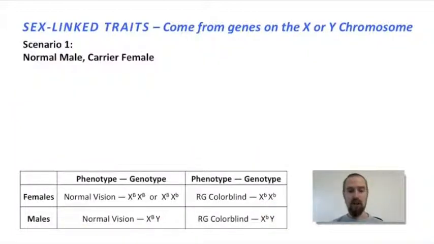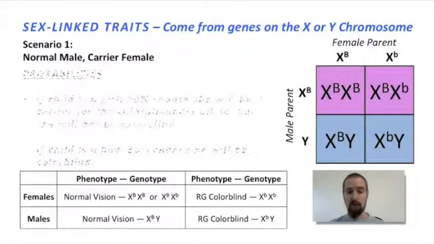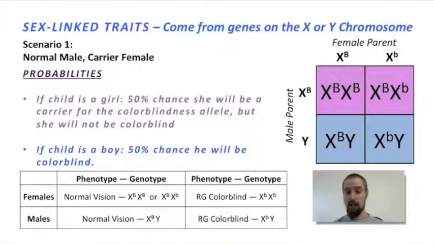Let's take a look at a few scenarios that illustrate why X-linked recessive traits are more common in males than in females. Suppose that a male with normal vision and a female who is a carrier for the color blindness allele have a baby. By setting up a Punnett square with the female's genotype on top and the male's genotype on the side, we can see all the possible ways that their gametes could potentially combine. Two combinations will result in a baby girl, and two of these possible combinations will result in a baby boy.